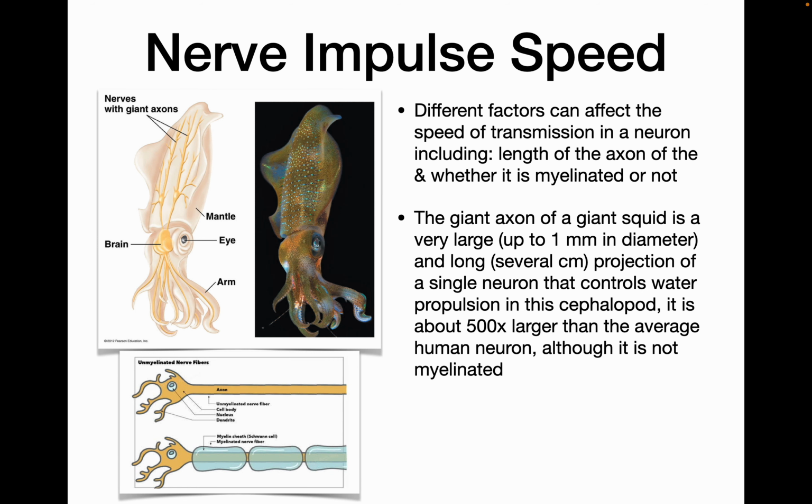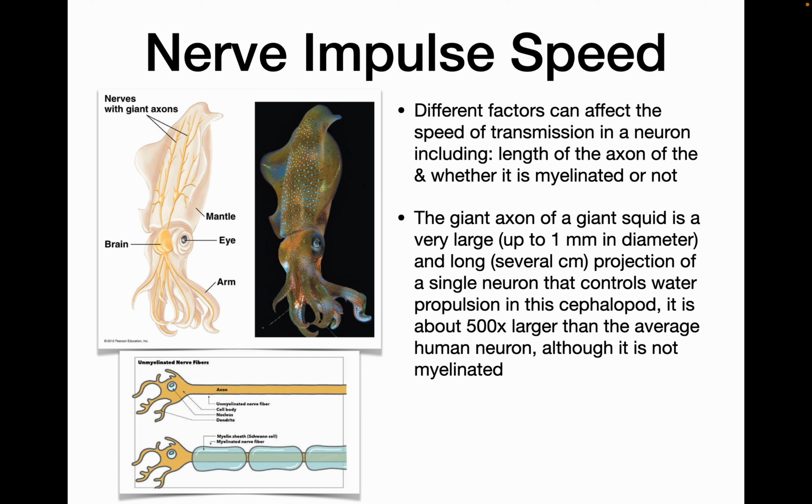So the giant squid, here's the giant squid image here. They have a really large axon because remember axons go the length of the organism from central to peripheral. So here the brain goes all the way down here in the front and all the way into the legs as well.